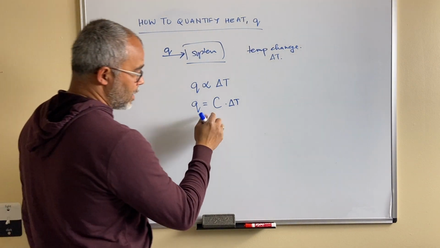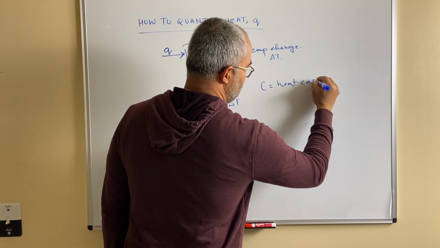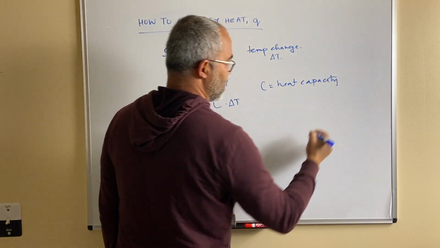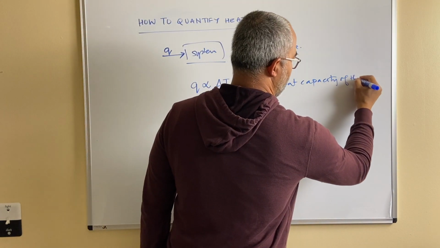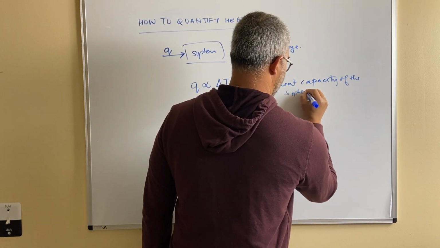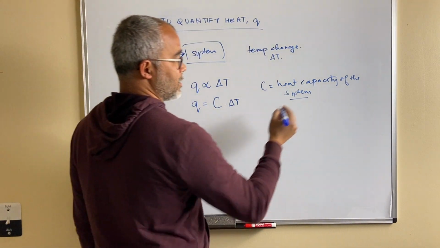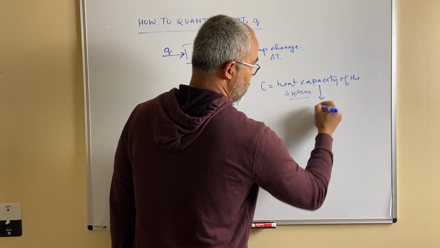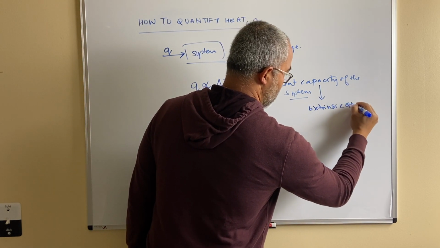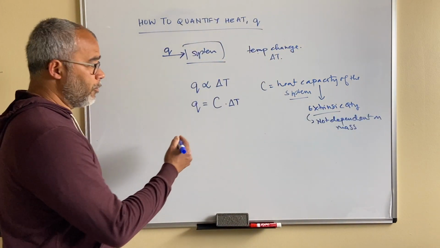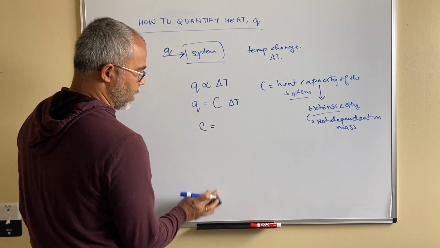So what's capital C? Capital C is known as the heat capacity of the system, and heat capacity is an extrinsic quantity.